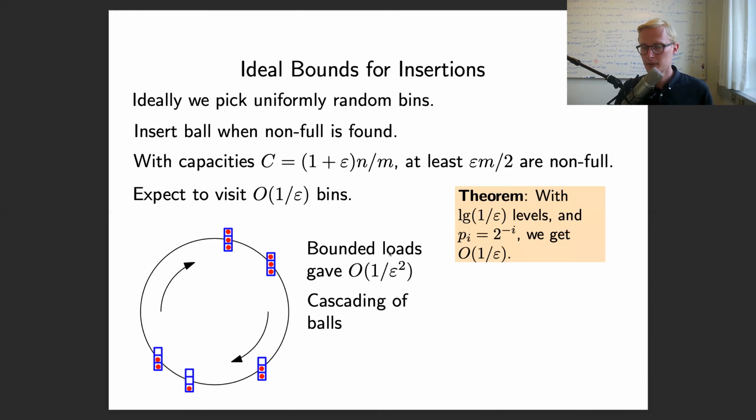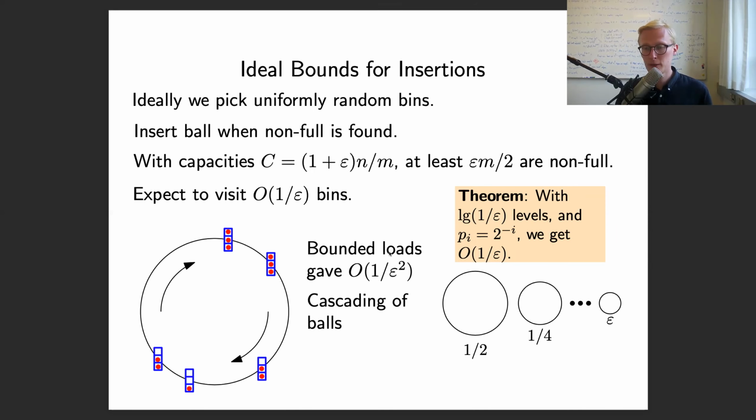So I guess this is a good point to say that this is our first result, that we can actually achieve this ideal bound of order 1 over epsilon. And we do it using log 1 over epsilon levels, where the hashing to the levels is non-uniform. So essentially the probability of hashing to level i is 2 to the minus i. So the probabilities would look something like this.